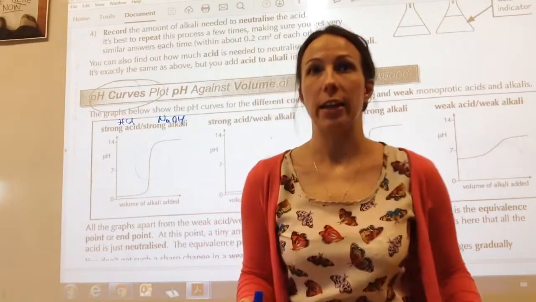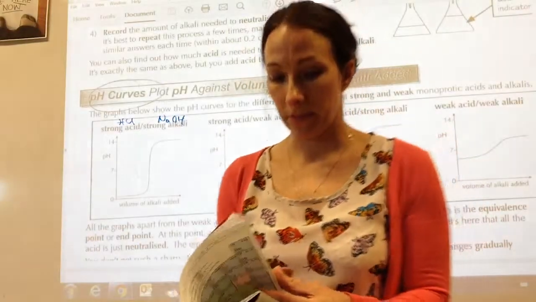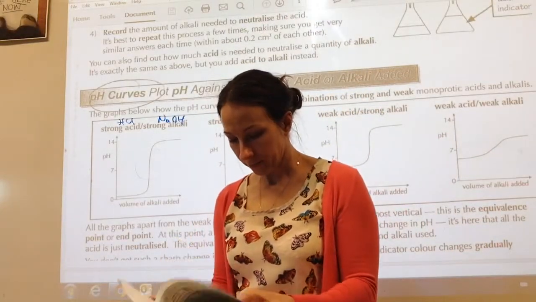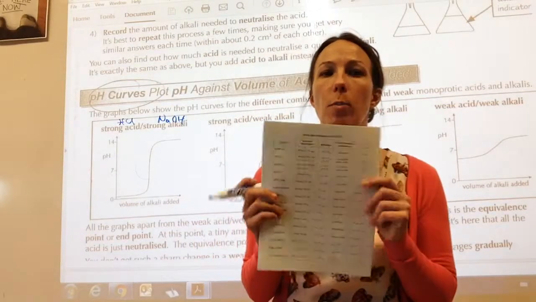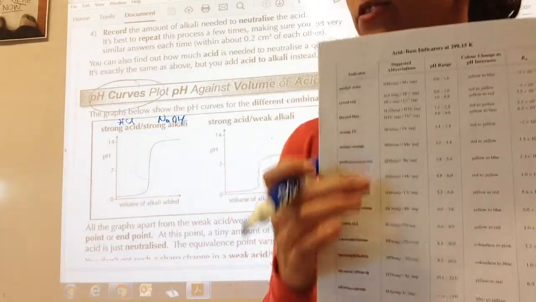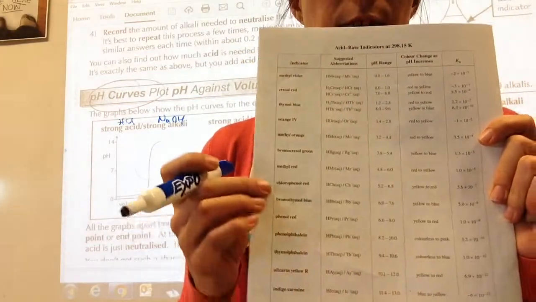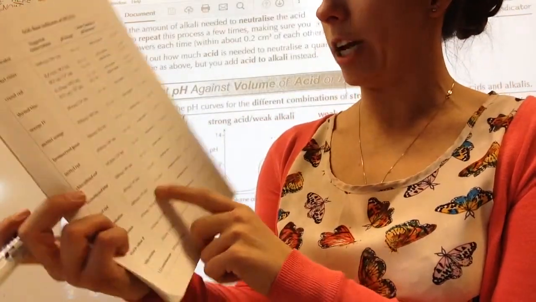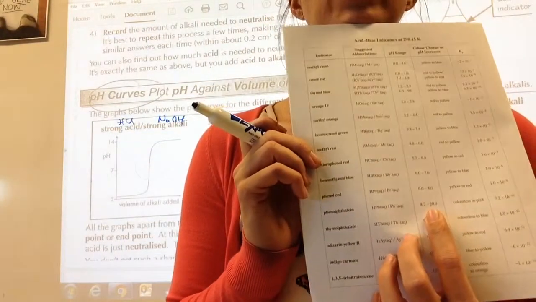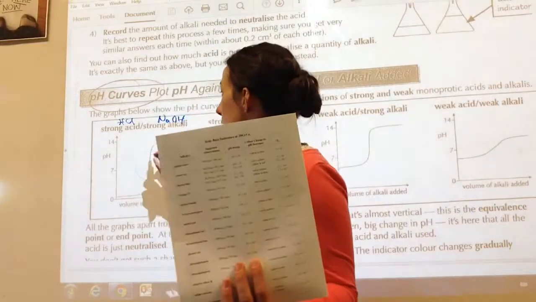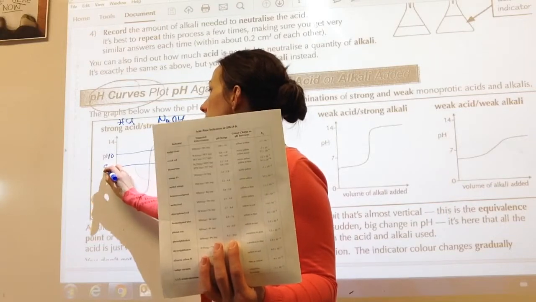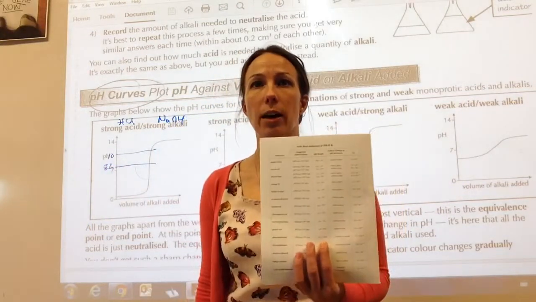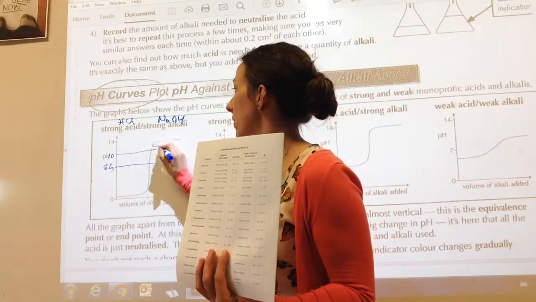So let's look up phenolphthalein in our data booklets on page 10. You have a whole pile of indicators and a whole pile of indicator colors here. You find phenolphthalein and it tells you that it's going to change color between 8.2 and 10. Everybody get that? Does 8.2 to 10 fall on my flat line? You bet. It doesn't encroach on this at all.